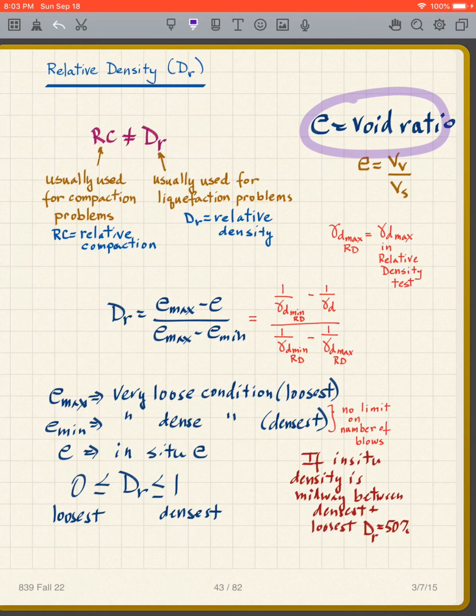e, of course, is void ratio, which is volume of voids over volume of the solids. And by definition, the relative density is maximum void ratio minus in situ void ratio divided by the maximum void ratio minus the minimum void ratio. Okay, what does that mean?